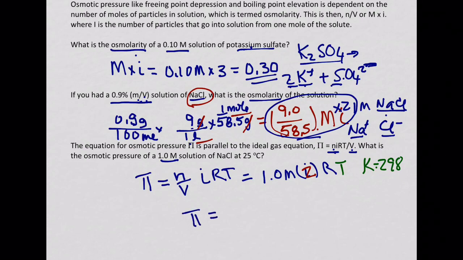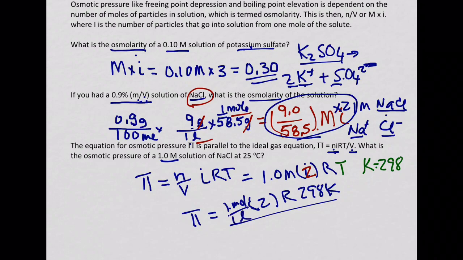So pi is equal to 1 molar times 2, the i is 2, times the ideal gas constant, and then 298 K. And so that should give us what we need. We can break this down into its component units. So that 1 molar would be 1 mole over 1 liter. And so now we have everything we need.